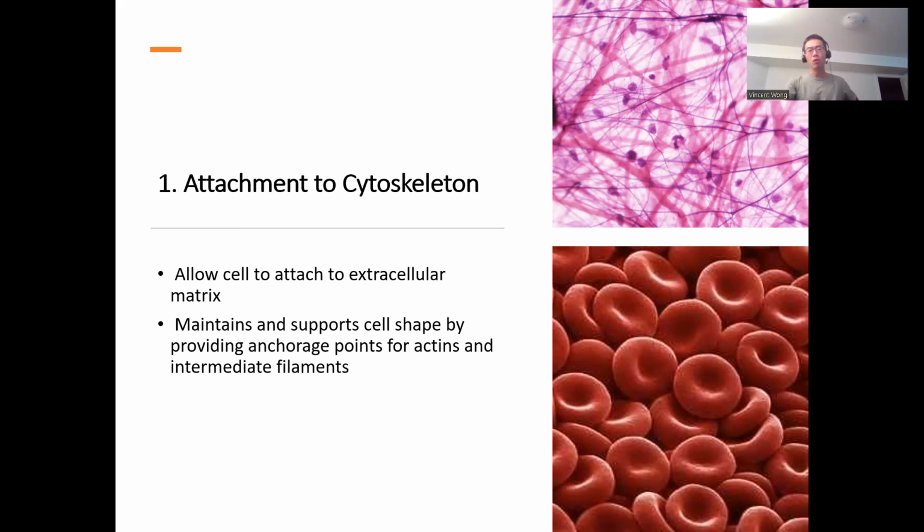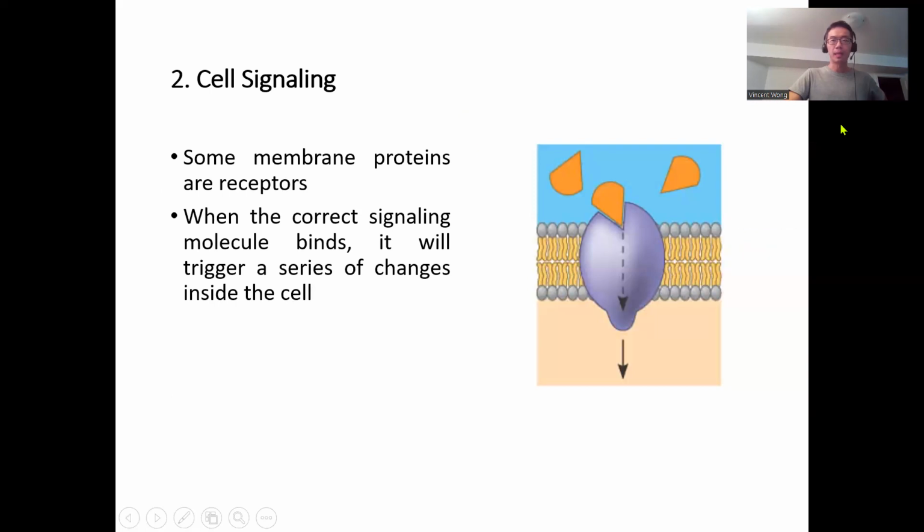As you already know, red blood cells look like this with a very distinct indentation in the middle, right? So how do you maintain that indentation? You need to have the cytoskeleton attaching to the membrane proteins. Okay, so these are all the fibers that are outside of the cell. If the cell wants to attach to them, they also need to have the membrane proteins. So that's the first function.